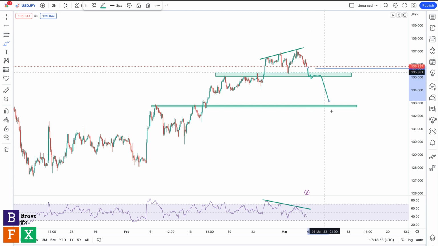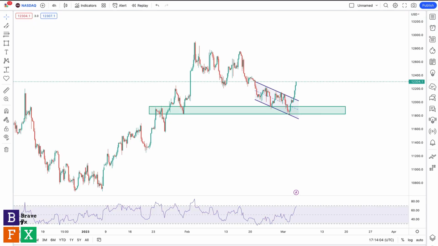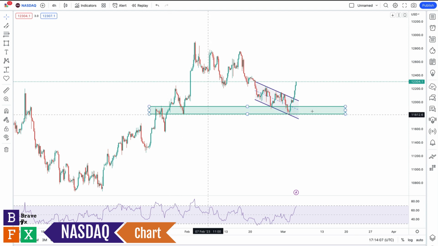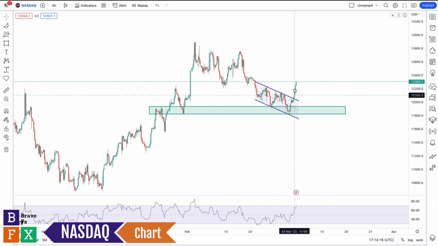So either way, we are going to be patient enough to see what price does for us to go short on USD-JPY. So moving on, we're going to talk about Nasdaq real quick. This is a Nasdaq chart on a 4 hours time frame. As you can see, this is our area of value here marked in this green zone, and we had a very good bounce off the area of value, and you can see we also had a descending channel with a bullish breakout which sent price higher.